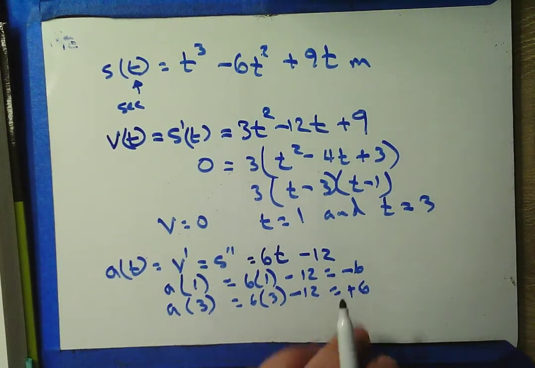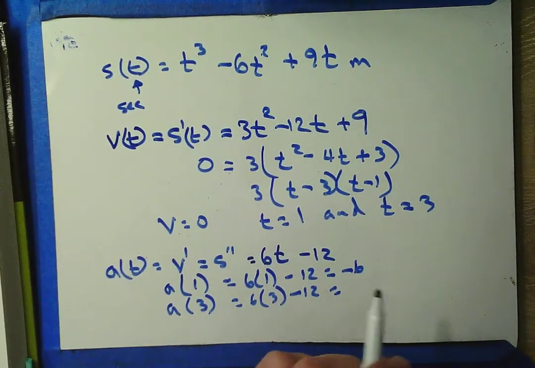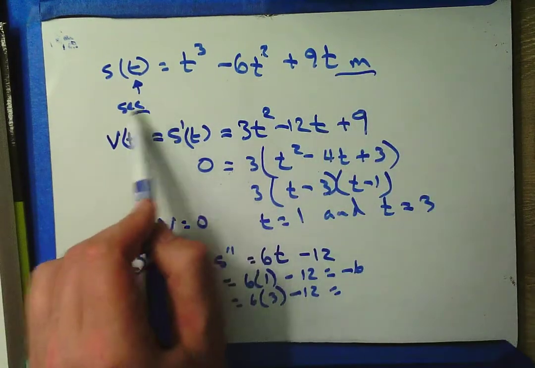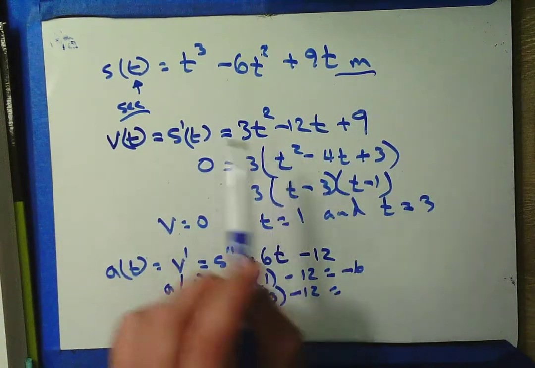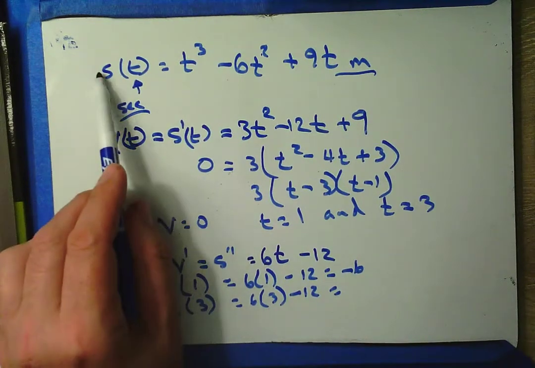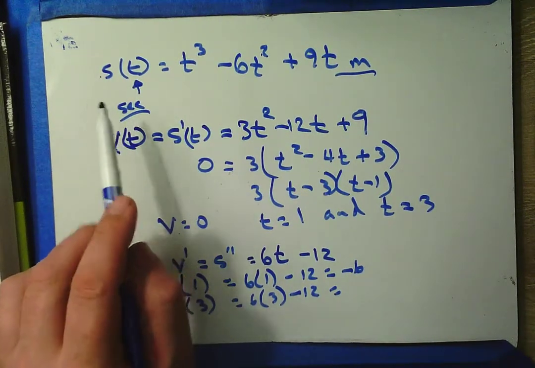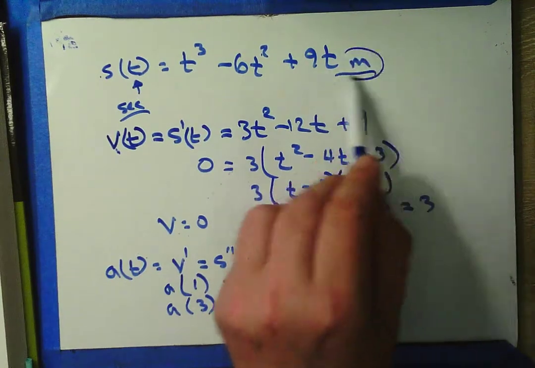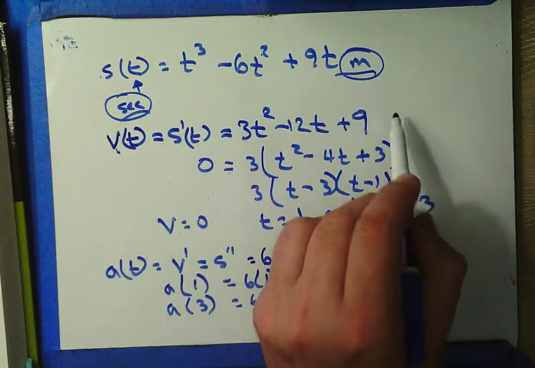But remember, these are accelerations, so we really need to put some units, especially since they told me meters and seconds. So if velocity is represented by the slopes of position, we know the change in outputs over the change in inputs.